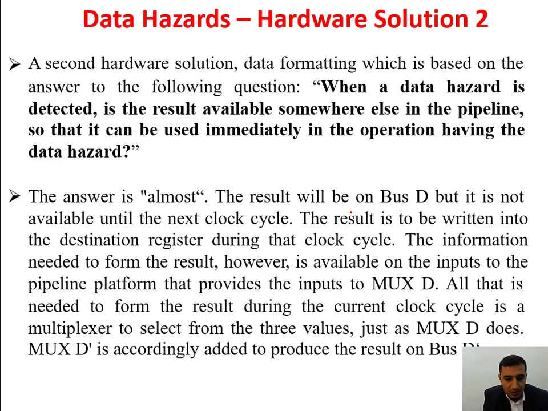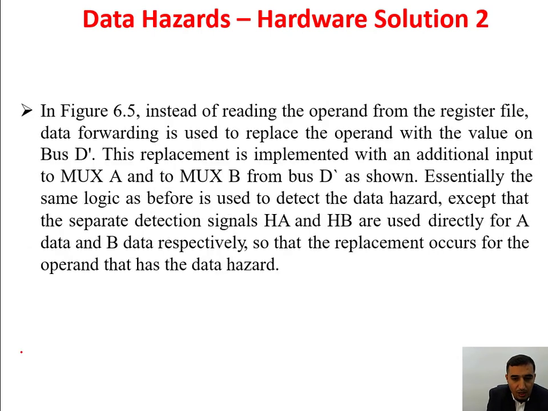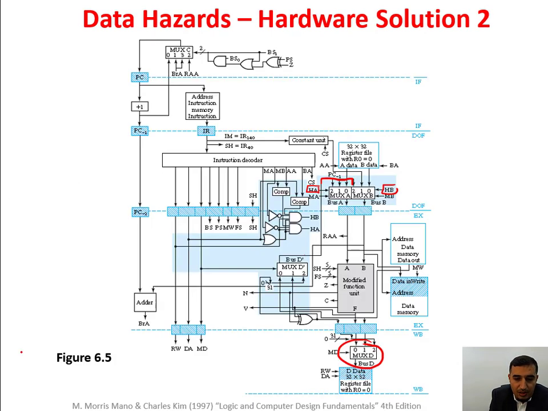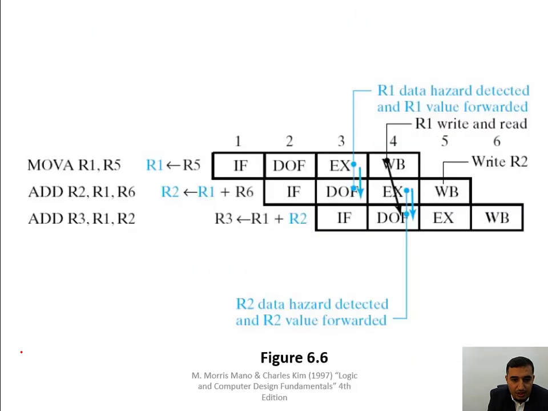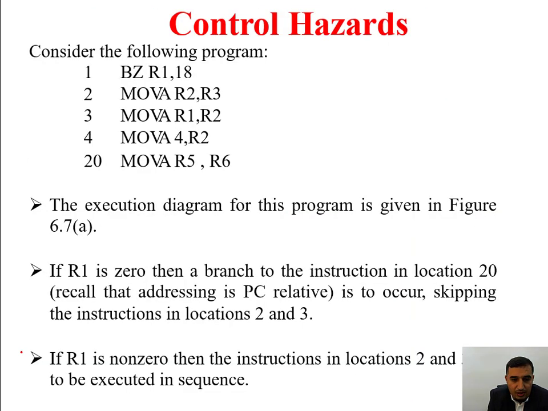So what we do is we create a mux D prime, and in mux D prime, we are going to read the values much earlier, as we said over here. So this is the forwarding solution.